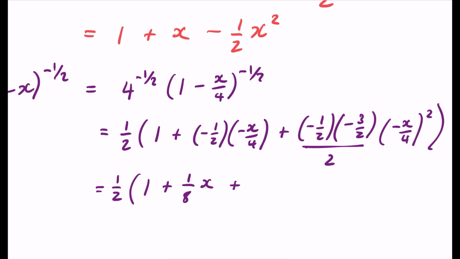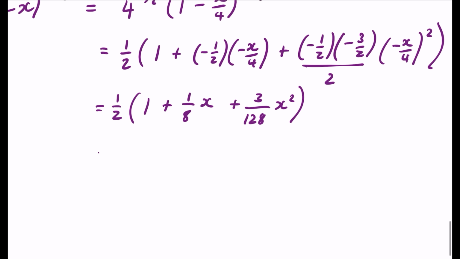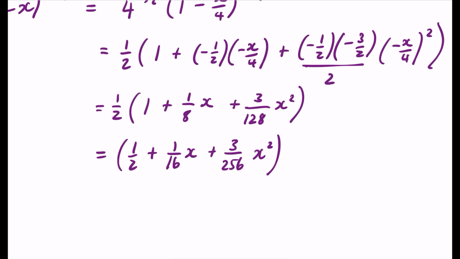So on my calculator, I'm just going to do the half. I'll times that by the 3 over 2 and divide it by the 2. And I'll divide it by 4 squared as well. And I get 3 over 128 x squared. Last step is to multiply out by this a half so that I have a half plus a 16th x plus 3 over 256 x squared.